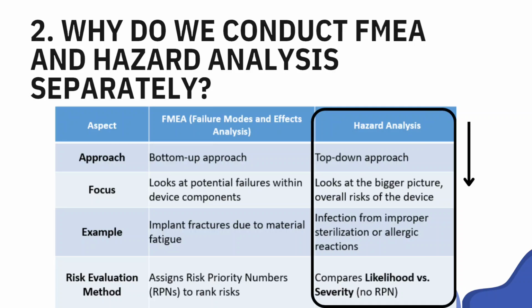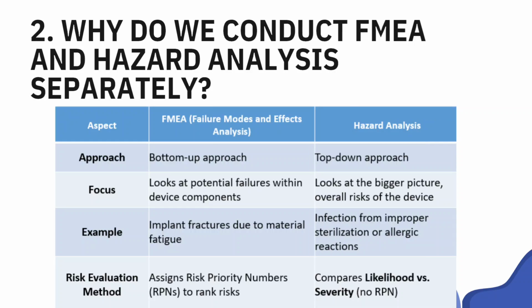Now, hazard analysis is top-down. It looks at the bigger picture. Instead of a single failure mode, we ask, what overall risks does this device pose? Things like infection risk due to improper sterilization or allergic reactions to materials. Here, we evaluate risk by comparing likelihood versus severity rather than assigning an RPN. Both are crucial. FMEA keeps the device functionally sound, while hazard analysis ensures we're catching broader system-level dangers.